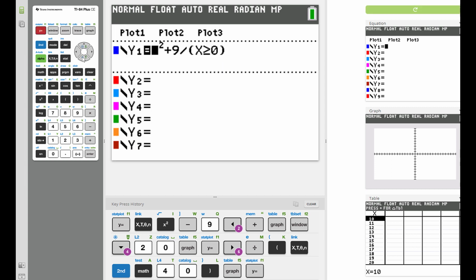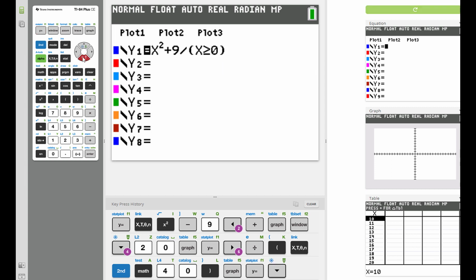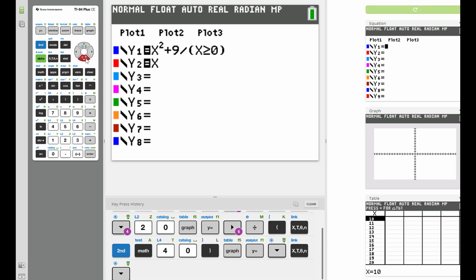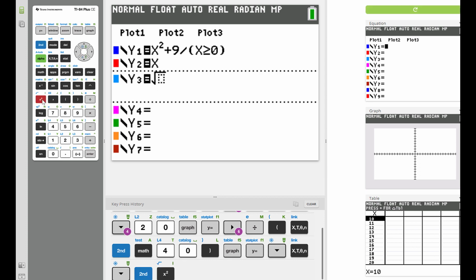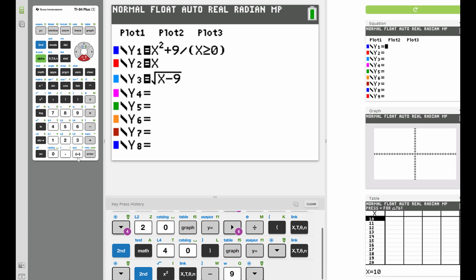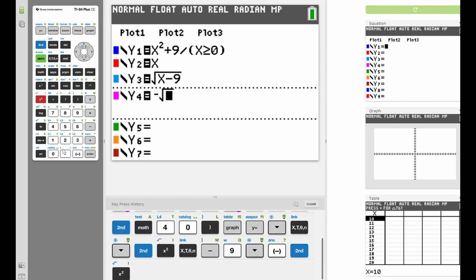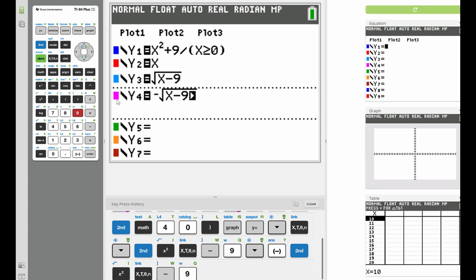Let's go to y equals. Let's go to y sub 2. I'm going to put y sub 2 equal to x, because I like to put my line of symmetry there to see where it's supposed to be reflected across. Y sub 3 is going to be my positive square root of x minus 9. Y sub 4 is going to be my negative square root of x minus 9. Now let's go ahead and graph this and see what we get.